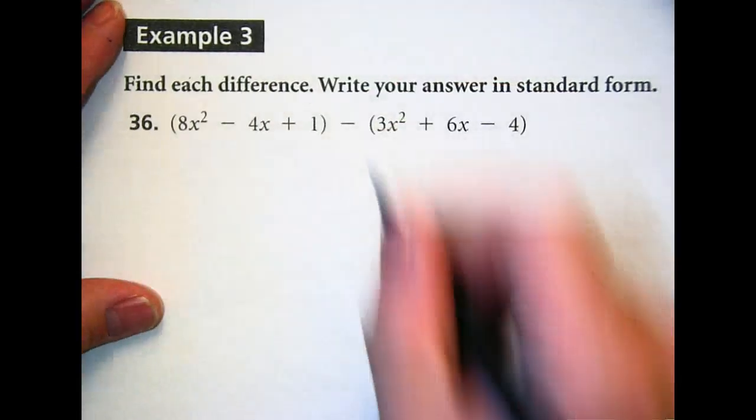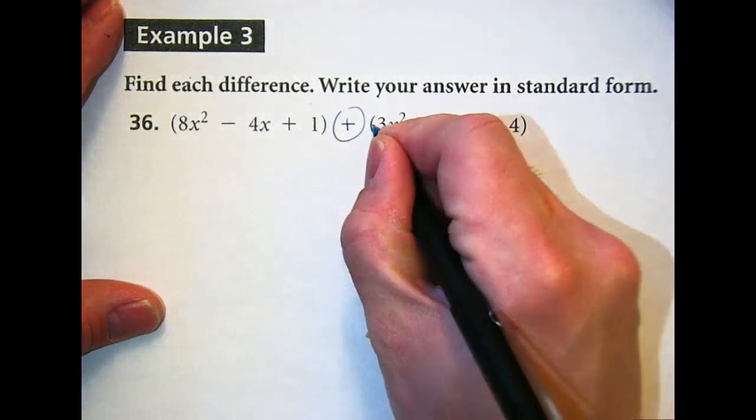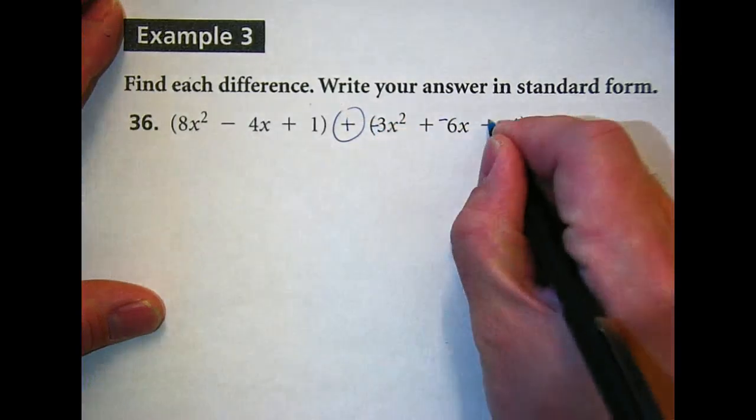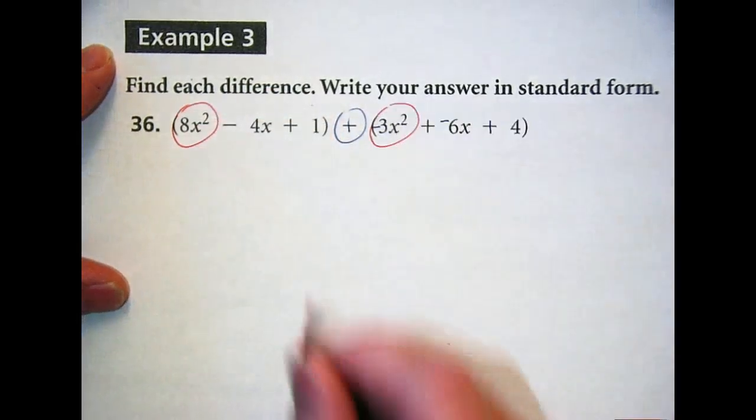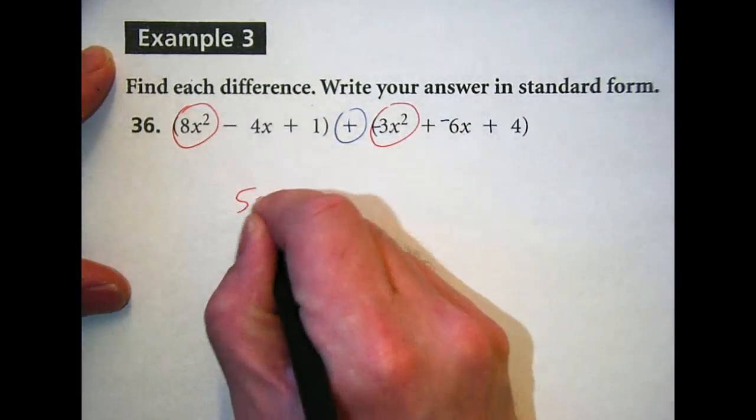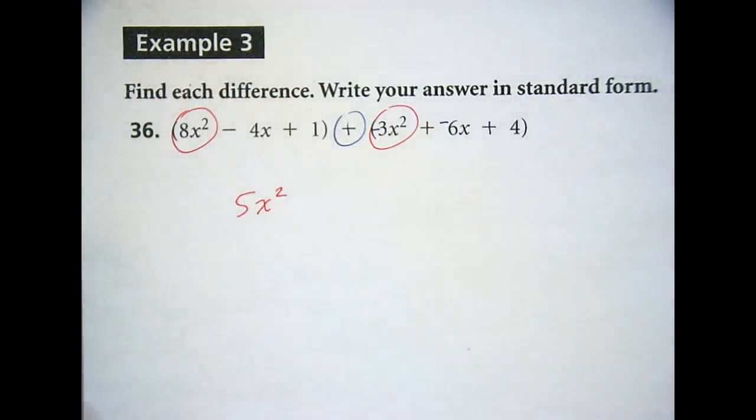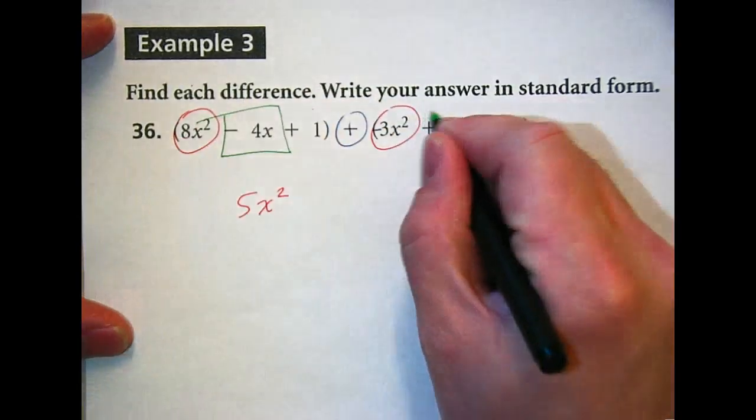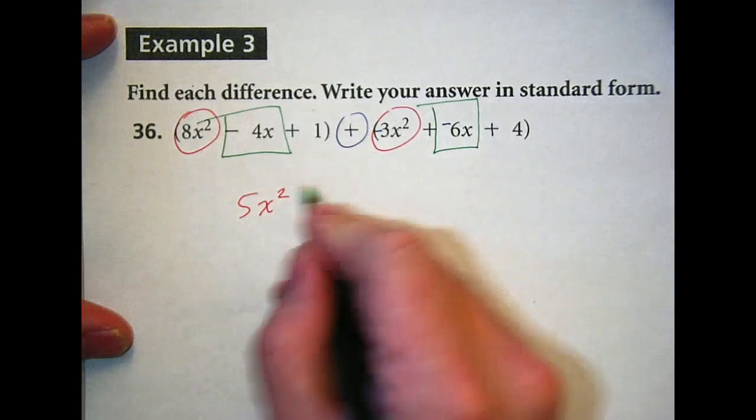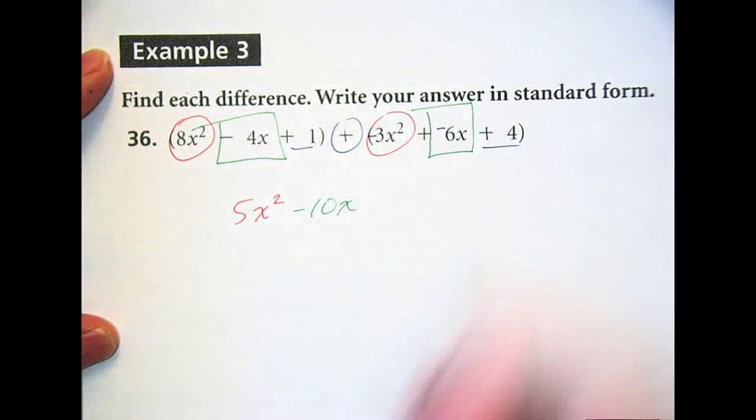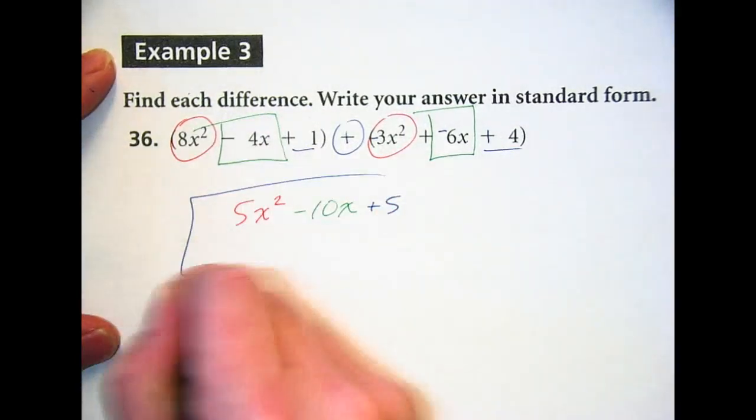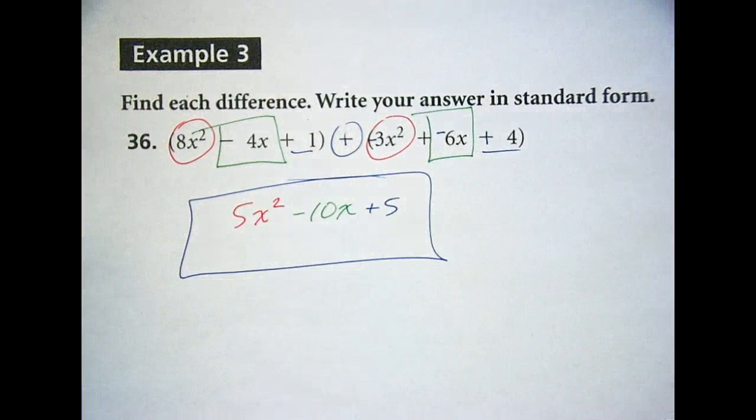Okay, let's see. Make that a plus. Make that a negative. That becomes a negative. This one becomes a positive. So when I'm going through and looking at it, I have 8x squared and negative 3x squared. Now I can just add them, so that gives me 5x squared. I've got negative 4x and negative 6x, so I've got a grand total of negative 10x. And then I have my 1 and my 4 to get 5. Any questions there? How many got it?